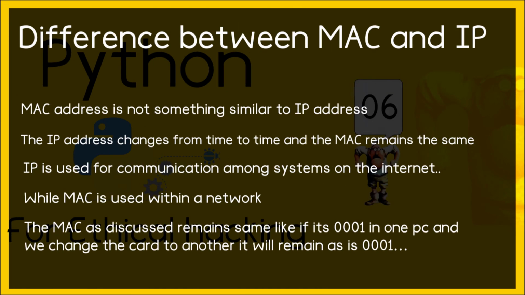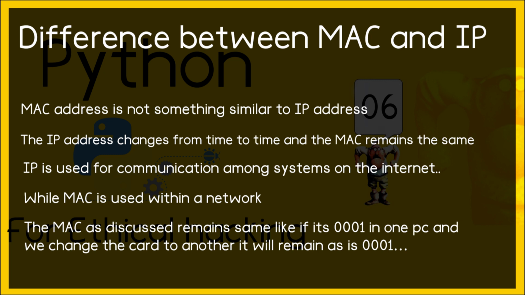And one more thing, the MAC address is not similar to an IP address, because the MAC address comes embedded on the device and it remains as is. That means suppose we have an Ethernet card in a PC having MAC address 0001, we take it out and put it in another PC. The MAC of that card would remain the same, 0001, not like the IP address that gets changed each time the system or router gets changed.